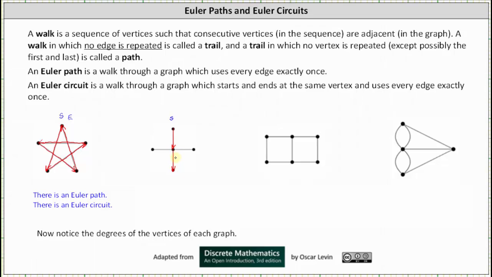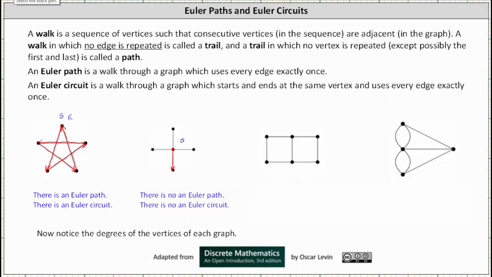This doesn't mean the graph doesn't have an Euler path or circuit. We can try starting from a different vertex. So let's try starting at the vertex in the middle. But we do run into the same problem. Whichever direction we go, we get stuck. The walk cannot continue unless we repeat an edge, which again is not allowed. The graph has no Euler path and no Euler circuit.